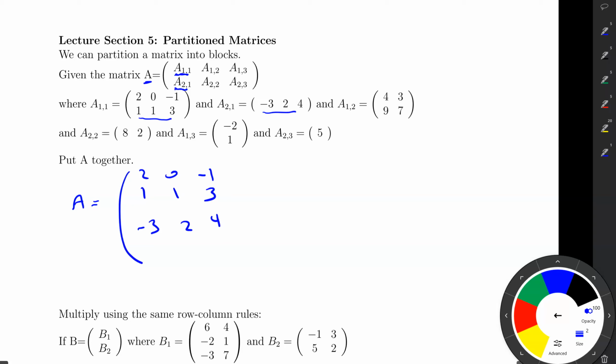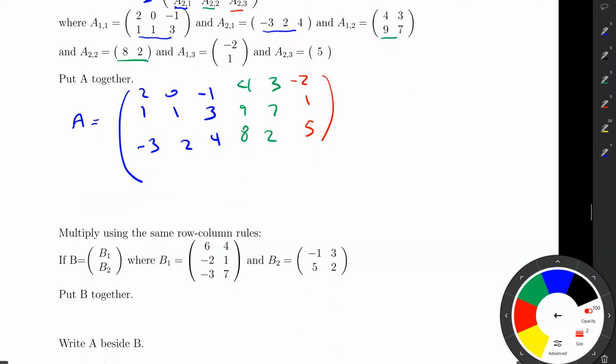There I have the first column of the matrix A, and now let's move to the second column: first row, second column. So that's this one. And then second row, second column would be this one. All right, so let's move to the third column. There we go. That's our matrix A, broken up into blocks.